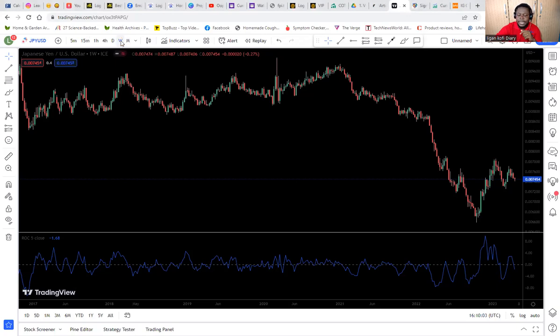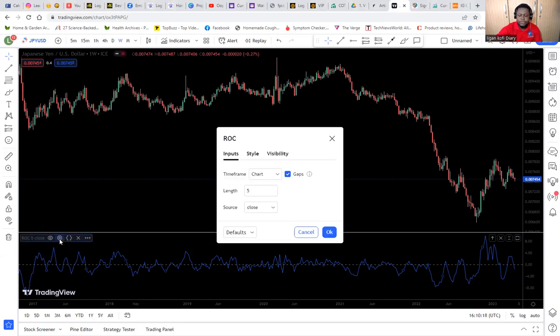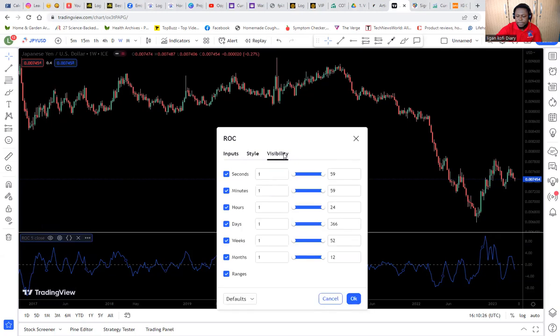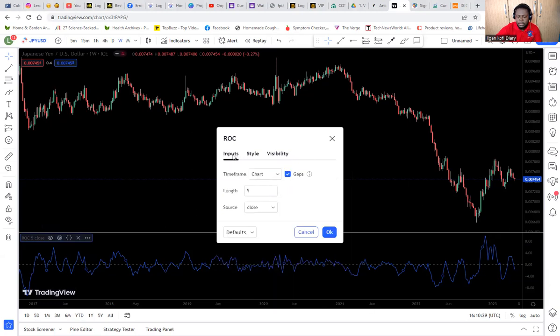Once you put the chart on weekly time frame, you then edit this indicator. When you come to the indicator here, at the corner you see hide, settings, source code and the rest, remove, and then more. So you click on settings. When you click on settings, it will display this. They have input, style, and visibility. So you come to input and change the input to 5. The 5 here means that I am doing the calculation based on the previous 5 weeks.